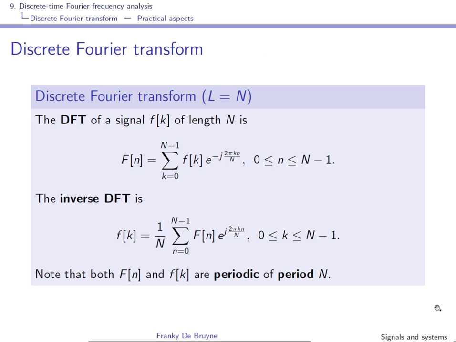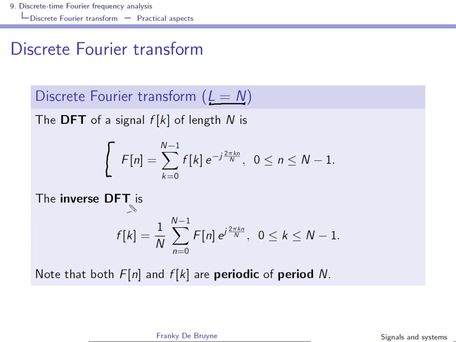So from what we have seen in the previous slide, we see that the discrete Fourier transform of a signal of length n can be obtained as follows. Here n is the index that will be used for k and for n. So both k and n range from 0 to n minus 1 if we are taking the assumption here that L is equal to n.